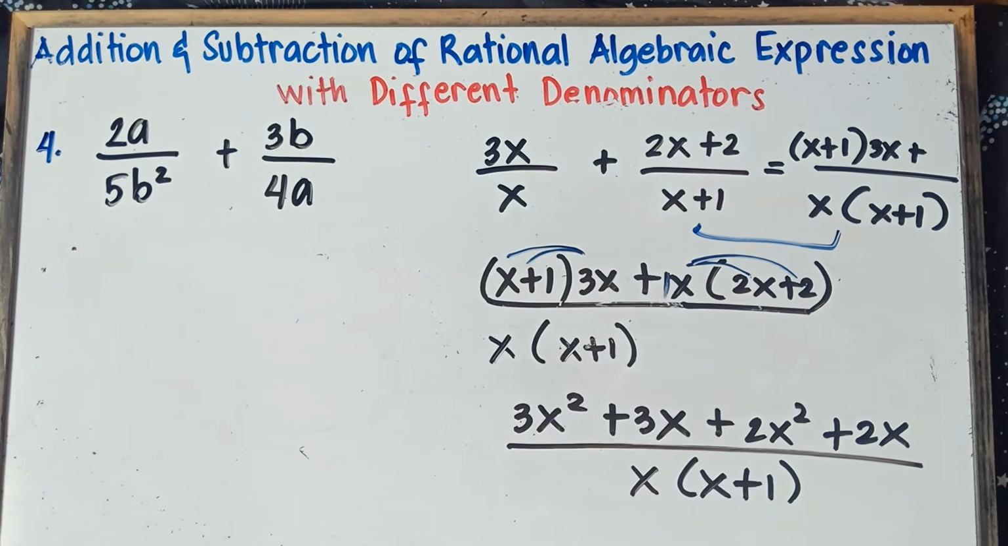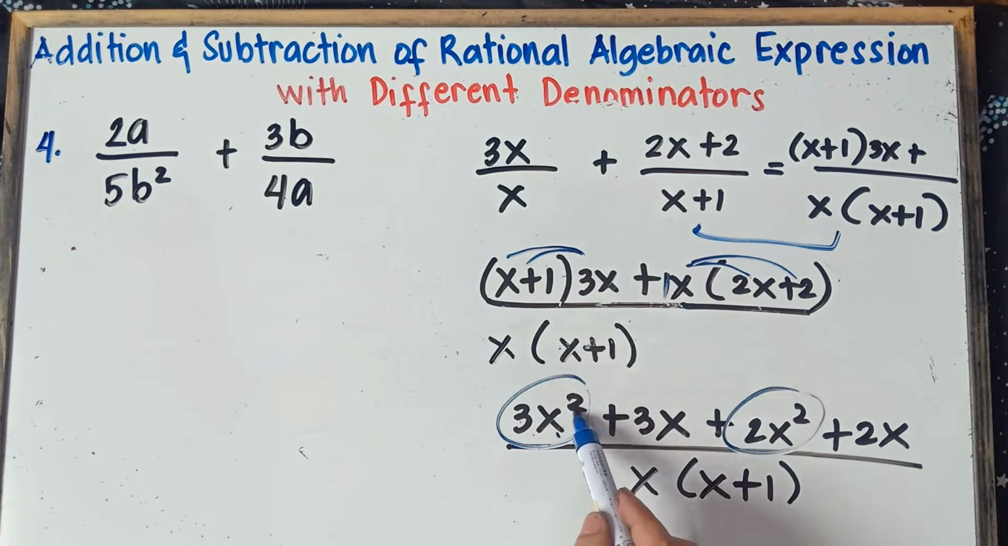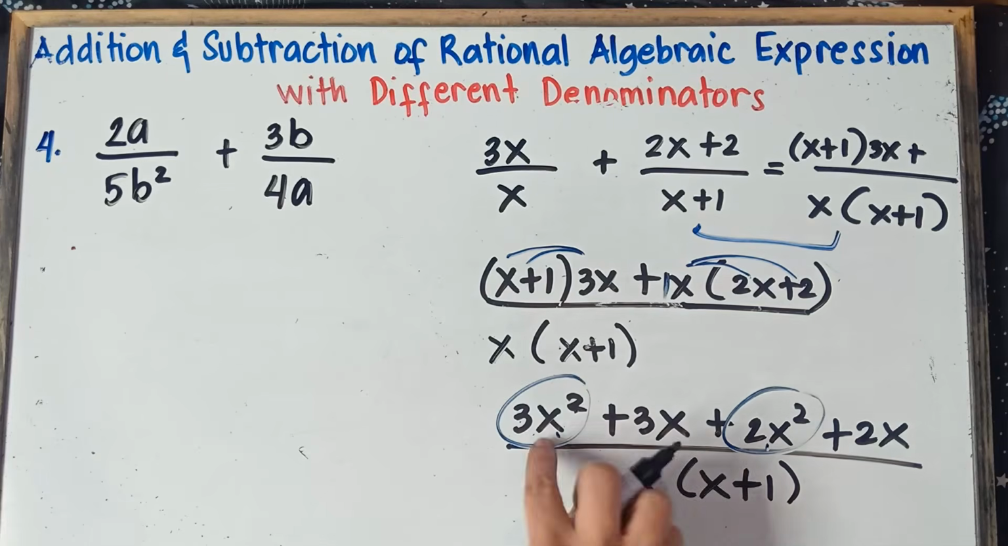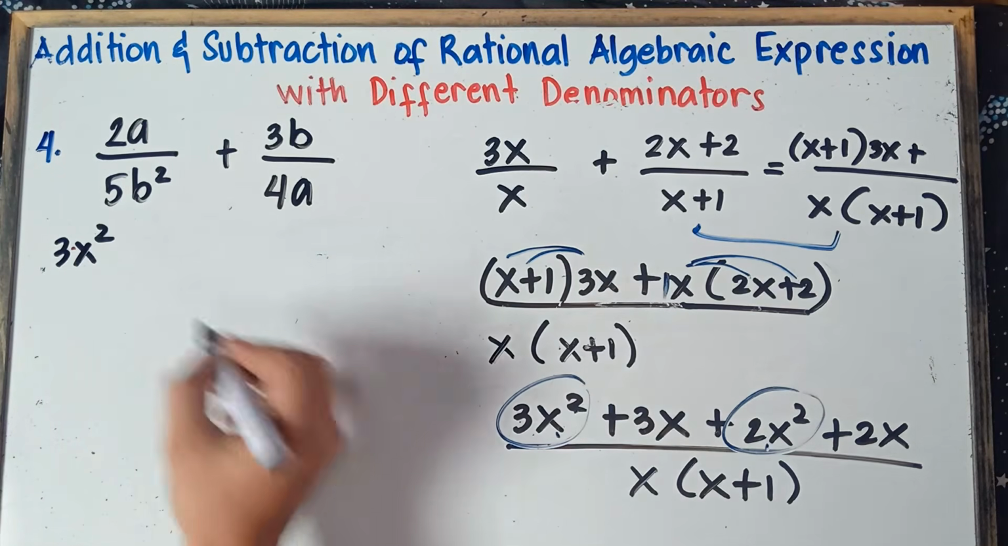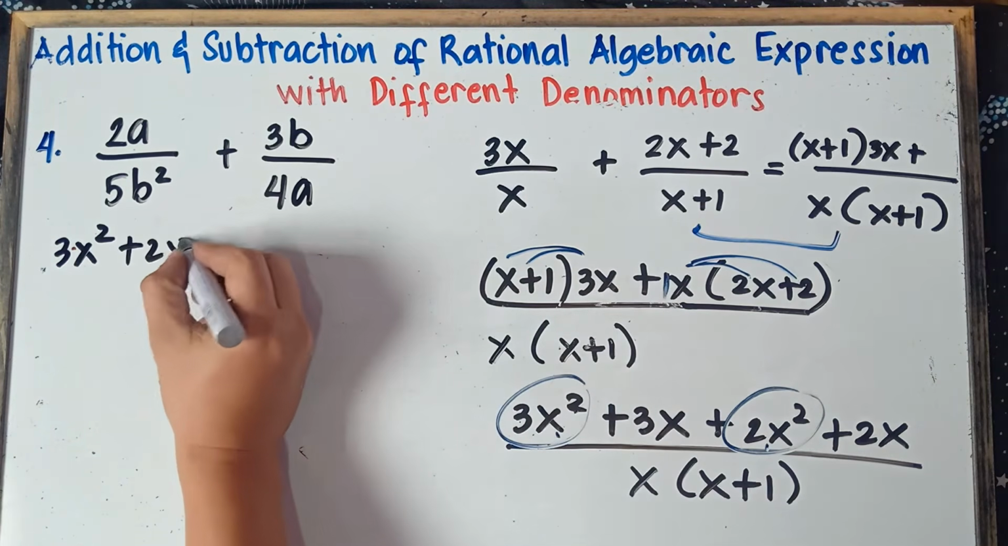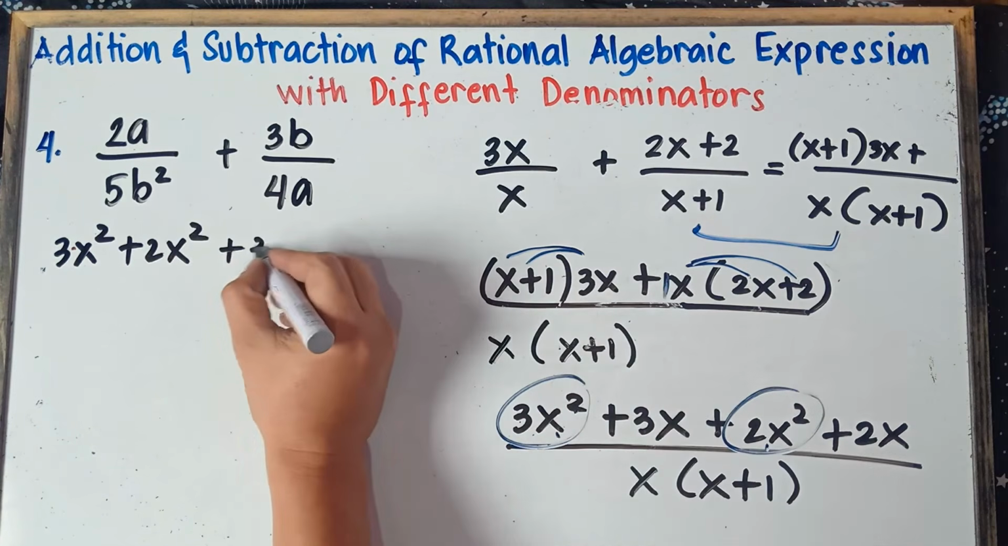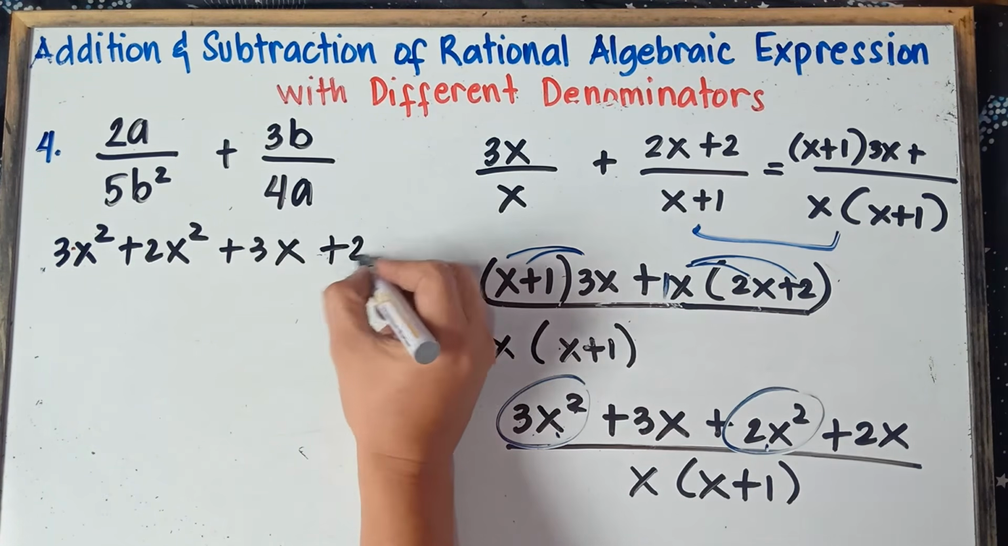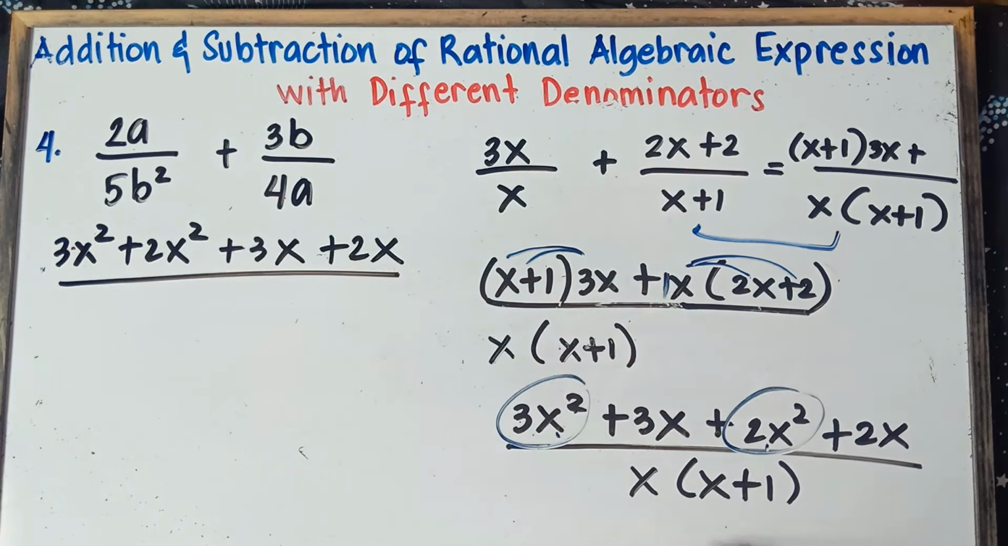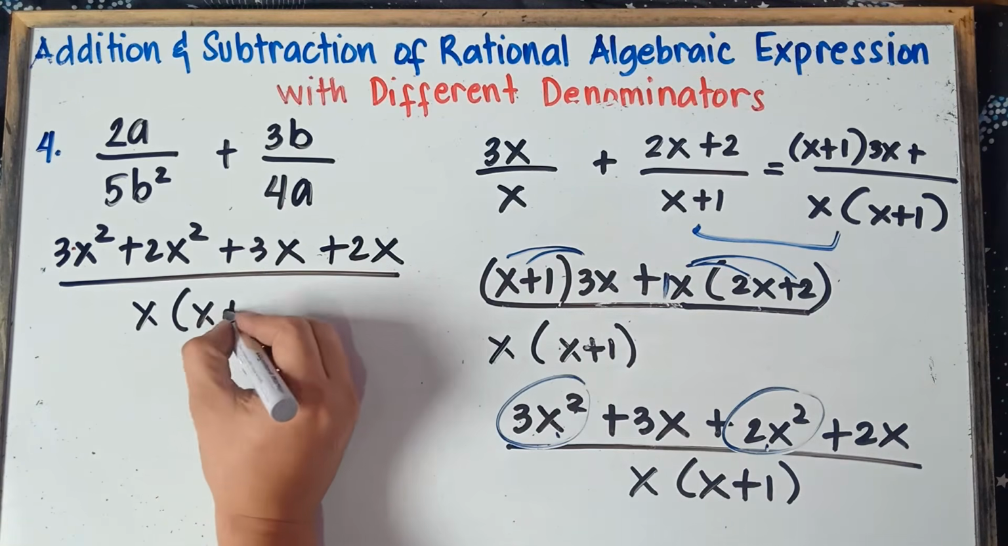Alright, so next step, class, we can combine like terms. This one. Same letter and then same exponent for the letter. So we can arrange this one for you not to be confused. So arrange. We have 3x squared. We have positive 2x squared. We have positive 3x and then positive 2x. Over, copy, x and then x plus 1.